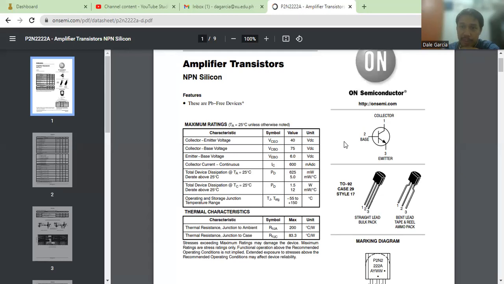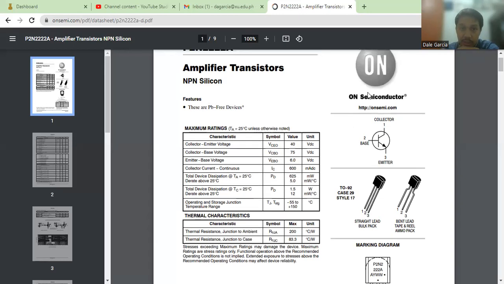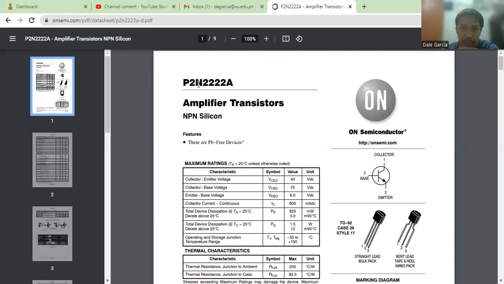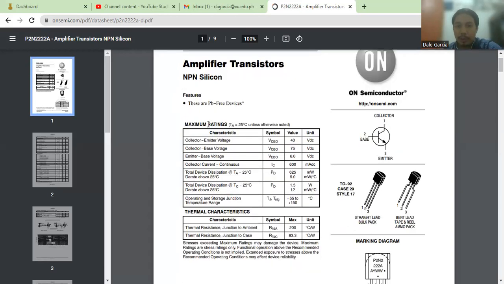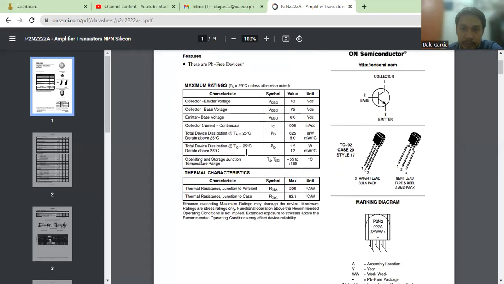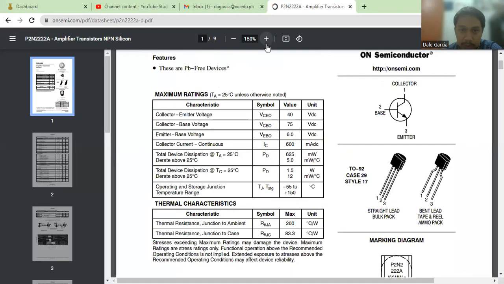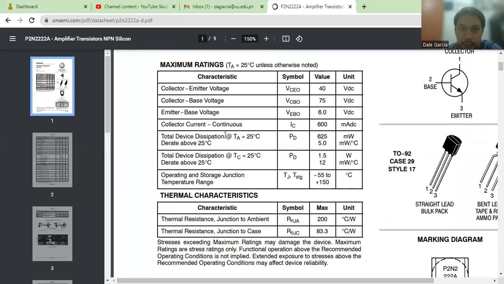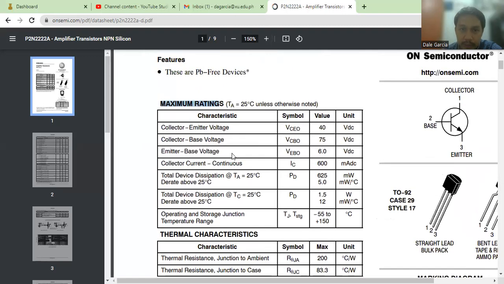So this is an example of a specification sheet of a transistor. Ang iyang part number is P2N2222A. This is the most commonly used amplifier transistor, general purpose transistor. No? So when you say general purpose, there are more specific kinds of BJT transistors out there. So this is what I was talking about just now. Look at this, maximum ratings. Total device dissipation.